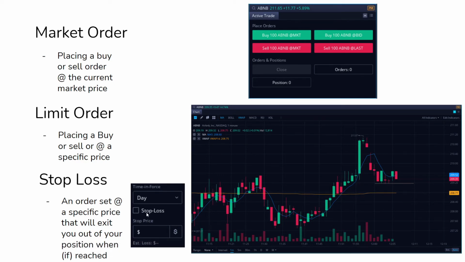So this is just an example of if I wanted to place my stop loss here at 209.20. This is near where I would place my order. It's going to give you that option if you want to place a stop loss, and you'd click this box, and you type in where you want to put your stop loss in that price right there, and then you submit your order.